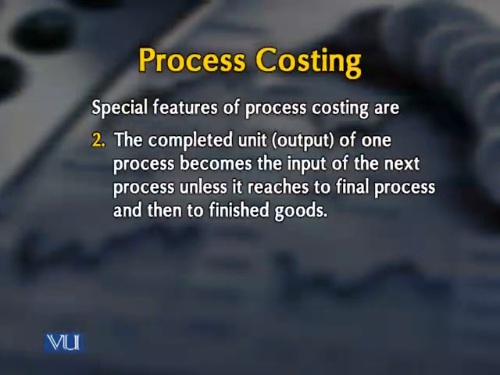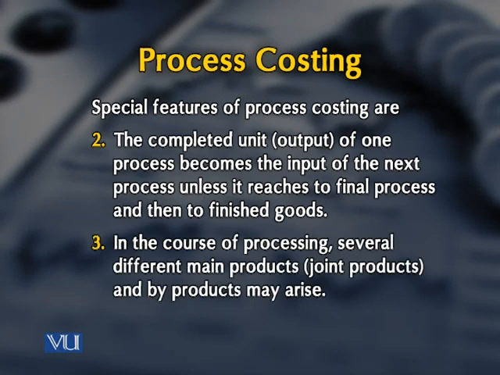Secondly, the completed units of one process become the input of the next process, until it reaches the final process and then the finished goods storeroom. Third, in the course of processing, several different main products, joint products, and byproducts may arise. Now here I can give you a simple example: if, let's say, you slaughter a cow, you can see so many products coming out of that cow. Meat is one thing, hide and skin is another, bones are another, blood is another, and so many other edibles you can see in the case of a cow.